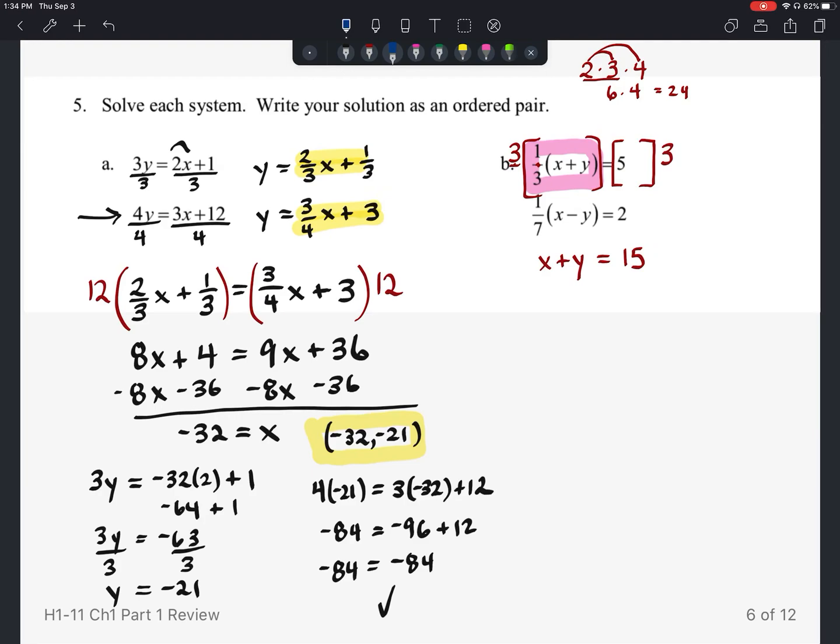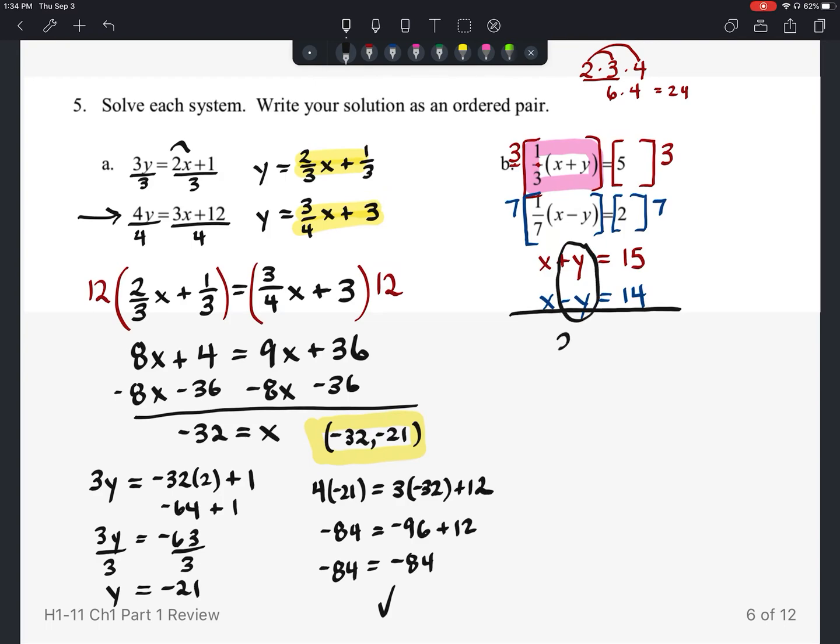For the bottom equation, we have 1/7 times the quantity of x minus y equals 2. So for that one, to get rid of the fraction, let's just multiply it times 7. 7 times 1/7 is 1, and then 1 times the quantity of x minus y is still going to be the quantity of x minus y. Make sure you do the right side. That's going to equal 14. Now this one's set up nicely for elimination. We see that the y's will eliminate when we add it together.